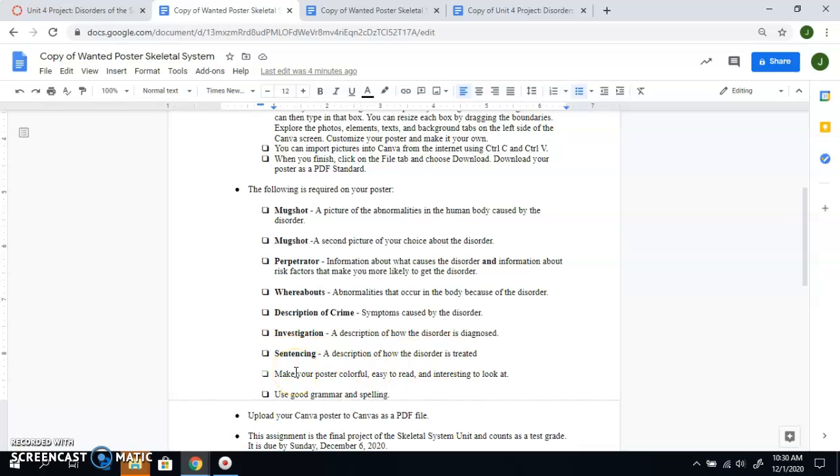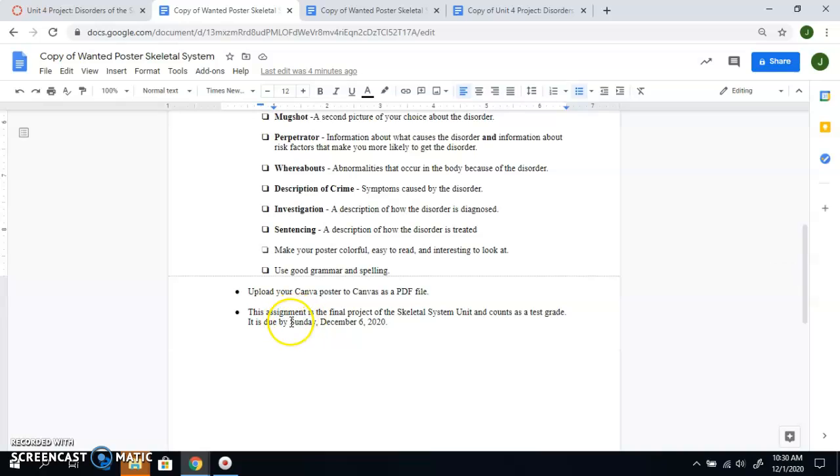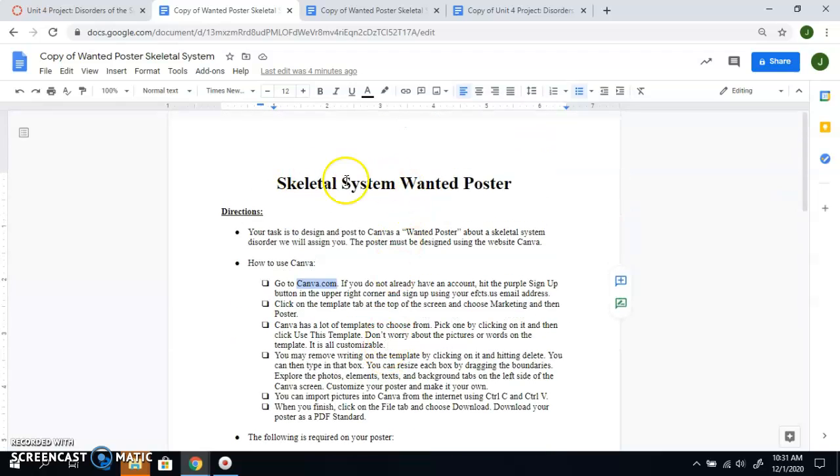Again, make it colorful, just like always. Use proper grammar and spelling. You're ultimately going to make a PDF file. And note that the project is going to be due on Sunday, December 6th. Okay, so this is the instructions for making the poster.